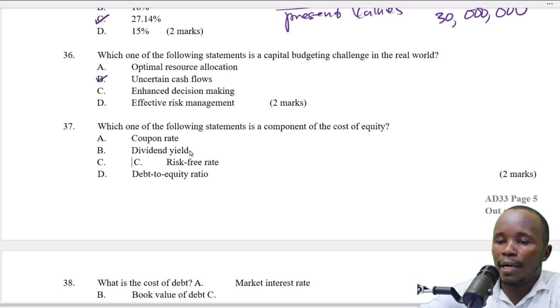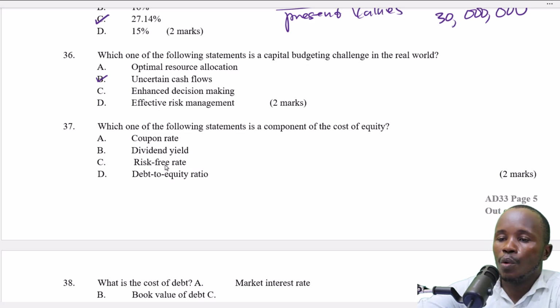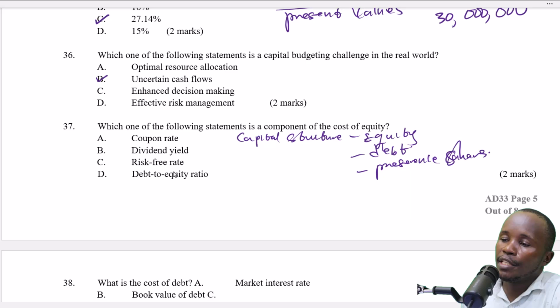We move on to question number 37. Question number 37 asks, which one of the following statements is a component of the cost of equity? Now, take note, in the capital structure, we have equity, we have debt, and we have preference capital or preference shares. Equity is the ordinary shares, then debt, and preference shares.